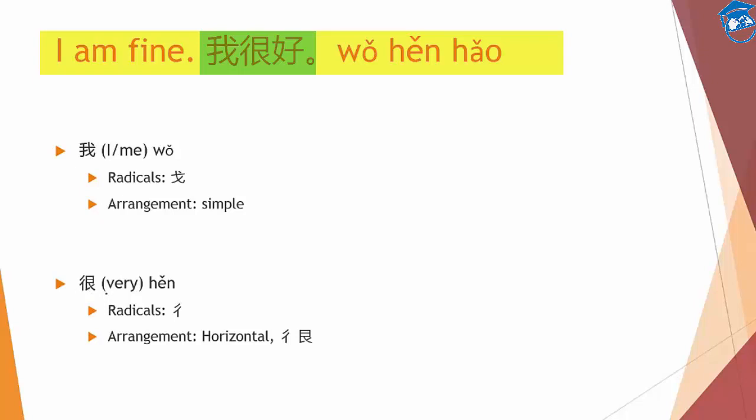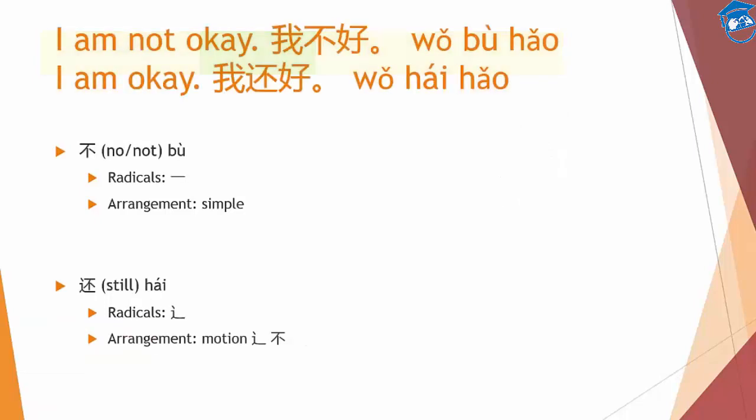So this word means very, and this is the pinyin, and this is the radical, and it's quite a common one too, and it's horizontal. There's one here and the other one here, and take a look at how this is written. 1, 2, 3, 4, 5, 6, 7, 8, 9. Okay, this is 很.